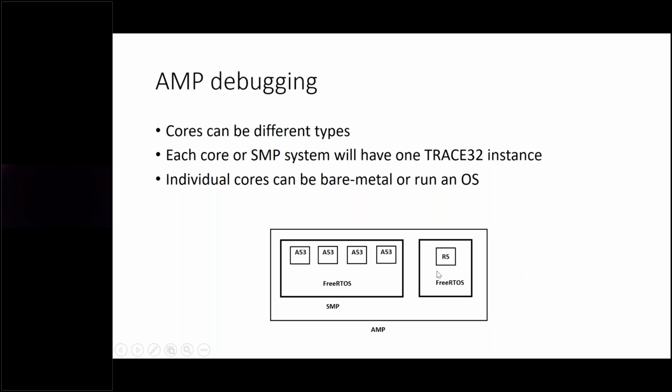So we will have one Trace32 instance, the one that we already have open, and I will open up a new one for the R5. And yeah, for the SMP system, the same rule applies. You still have to have the same cores inside the SMP system. And for the single cores, they can be bare metal, they can run an OS. That doesn't matter.